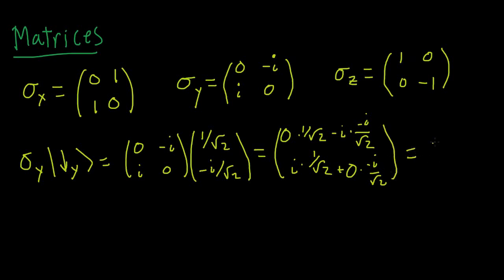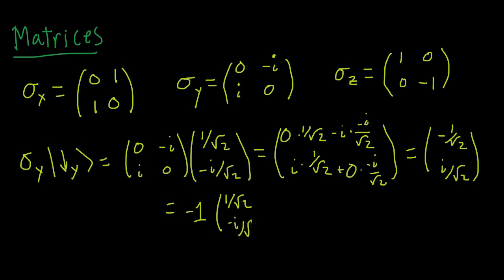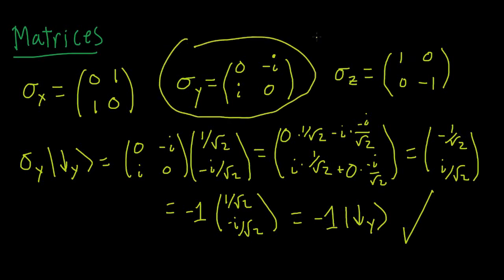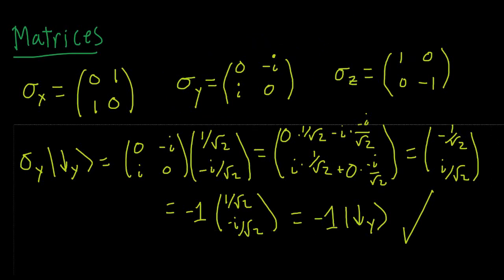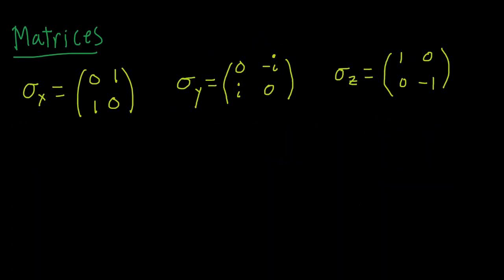And that's equal to negative 1 over root 2 on the top and i over root 2 in the bottom. And that's just equal to negative 1 times 1 over root 2 and negative i over root 2. And yeah, that's equal to negative 1 times the spin down state in the y direction. So yay, okay. This matrix checks out. Now, let's see what's up with the z direction.